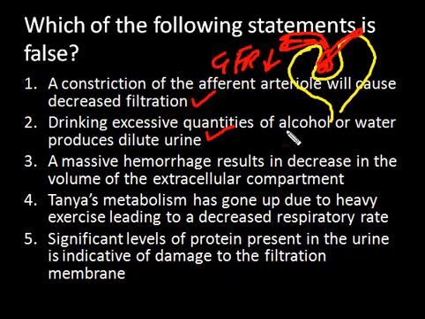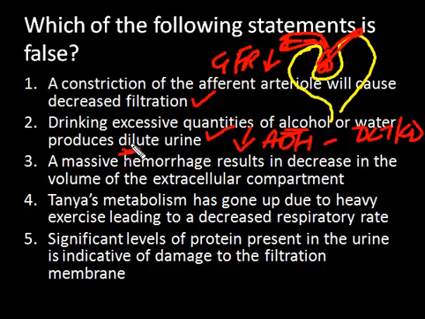At the same time, alcohol by itself also decreases ADH secretion. Now, when it decreases ADH secretion, what will happen? The distal convoluted tubules and the collecting ducts become impermeable to water. When they become impermeable to water, water is not reabsorbed. Hence, it is passed out in the urine. So you do produce copious amounts of urine, which means that there is dilute urine.